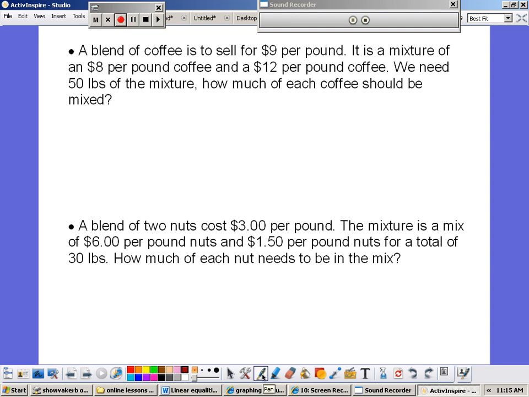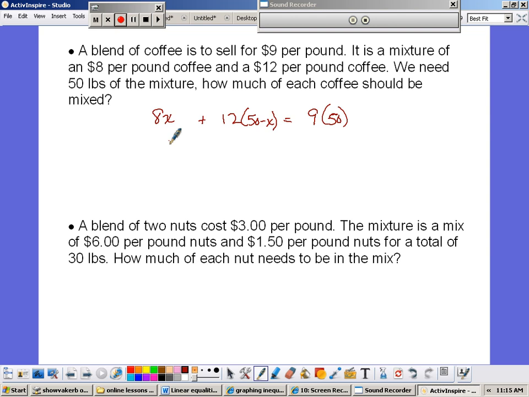Okay, so I'm starting with an $8 per pound mixture. I'm adding a $12 per pound mixture, and at the end I want a $9 per pound mixture. And I want 50 pounds of that $9 mixture. So the first one will be X, and the second one will be 50 minus X.